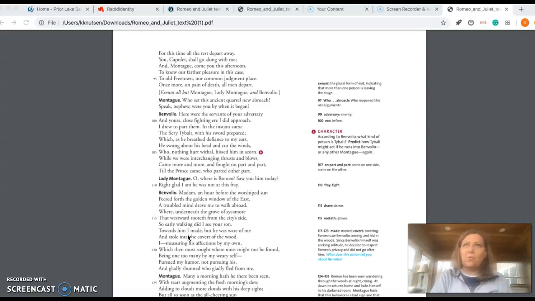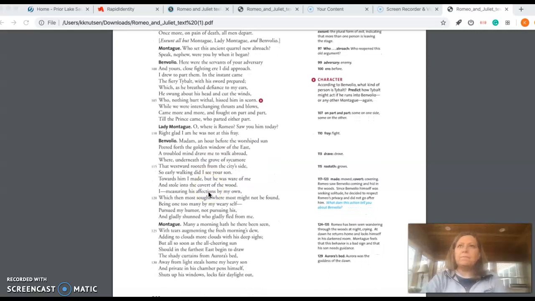Lady Montague, worried mom, says, "Oh, where was Romeo? Saw you him today? Right glad I am he was not at this fray." Have you seen him today? I'm so glad he wasn't involved in this fight. Benvolio says, "Madam, an hour before the worshipped sun peered forth the golden window of the east, so early walking did I see, a troubled mind drove me to walk abroad."